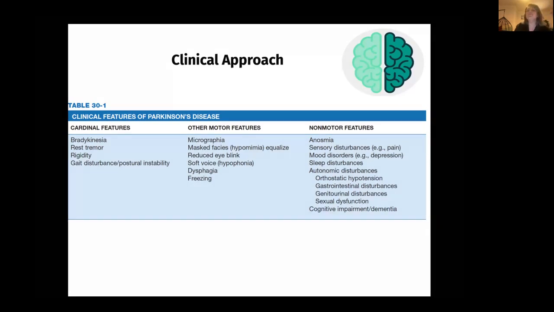There are also non-motor features that are equally important, and they might be present sometimes 10 to 20 years before the diagnosis and might be the only symptom at that point.